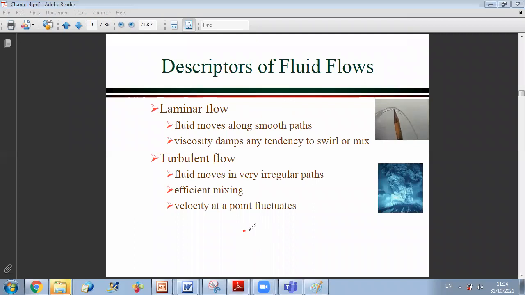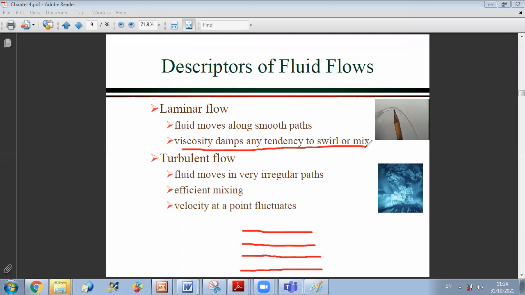So if I observe, let's say, streamlines, they will be very smooth. They will be organized and ordered, so no random motion. In this case, the viscosity damps any tendency to swirl or mix. So viscous effects will be dominant. They will prevent any mixing in the flow.